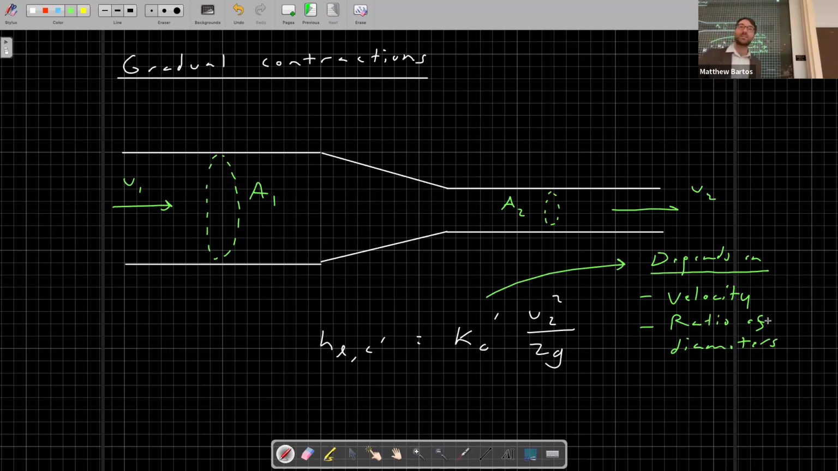I heard someone say slope. So basically the angle of the contraction. So a more gradual contraction will have less losses, and that's defined by the angle. So we have some angle alpha associated with this transition. Basically, you can think of this as the angle, like if you take this triangle and you extend it all the way, it would be this angle here. So this here is our angle alpha.